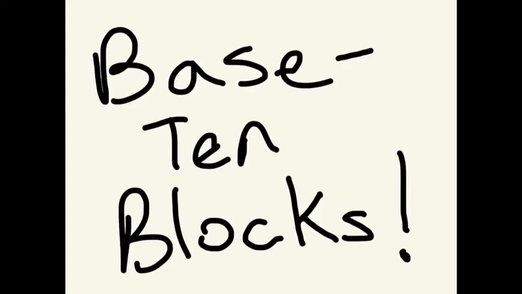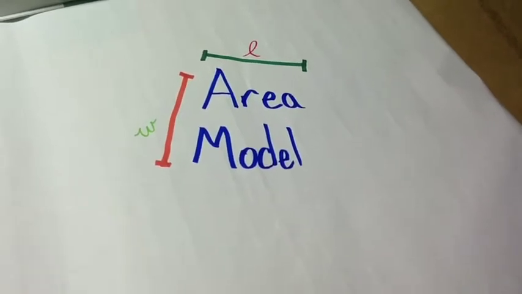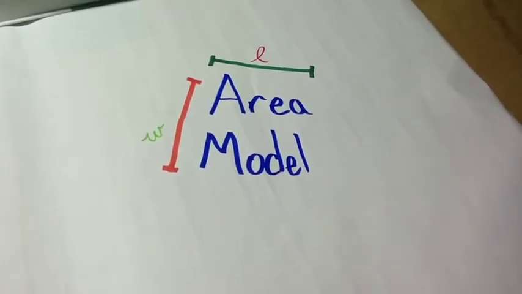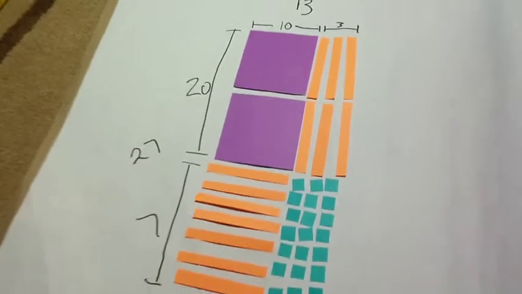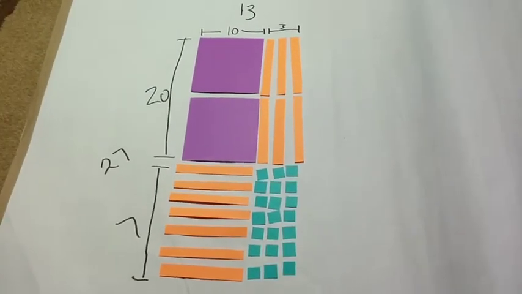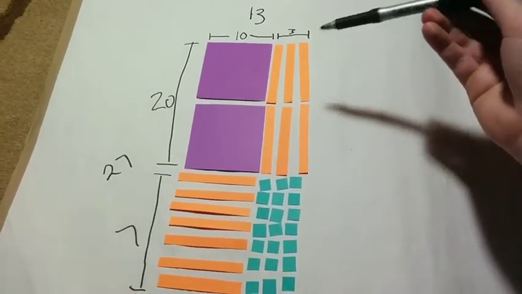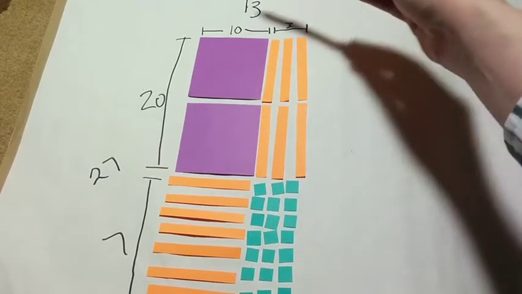To solve the equation, we're going to be using manipulatives. That's right, base 10 blocks! The area model helps me by seeing the different ways I can break down the equation. Right here I have what seems like a big rectangle, but actually it's a bunch of small rectangles. I have my equation here, 27 times 13.